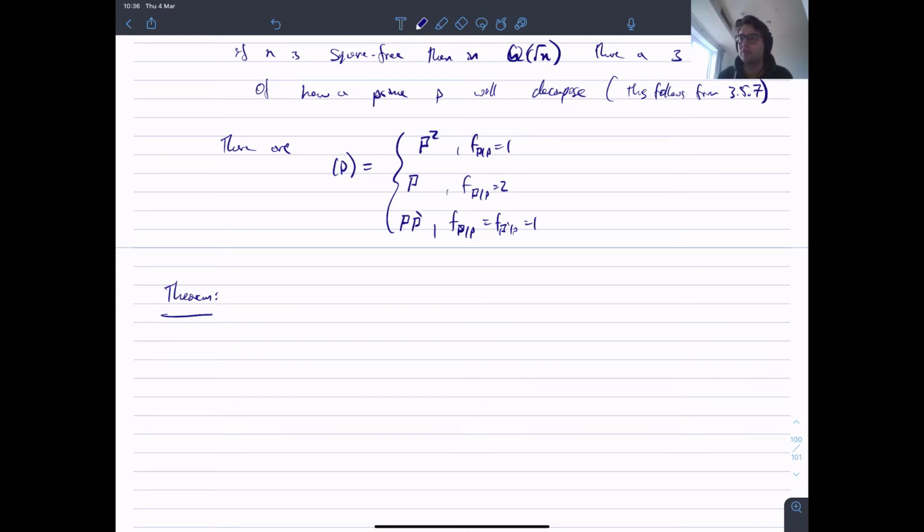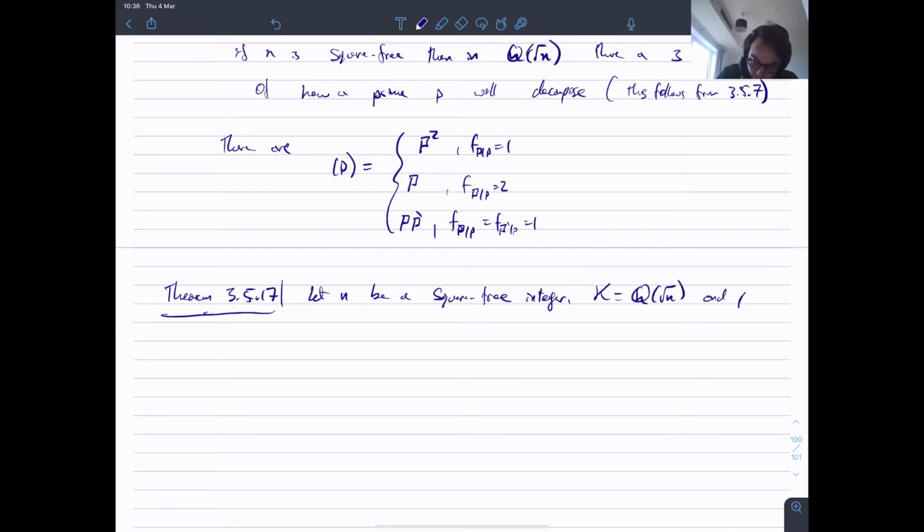So this theorem uses a lot of tools from just a number theory course. This is theorem 3.5.17. It says the following: let n be a square free integer, and I'm going to let K be Q square root n and p a prime number.